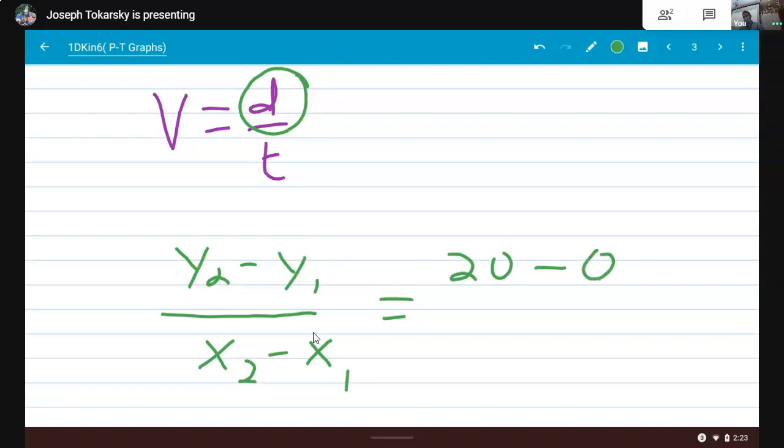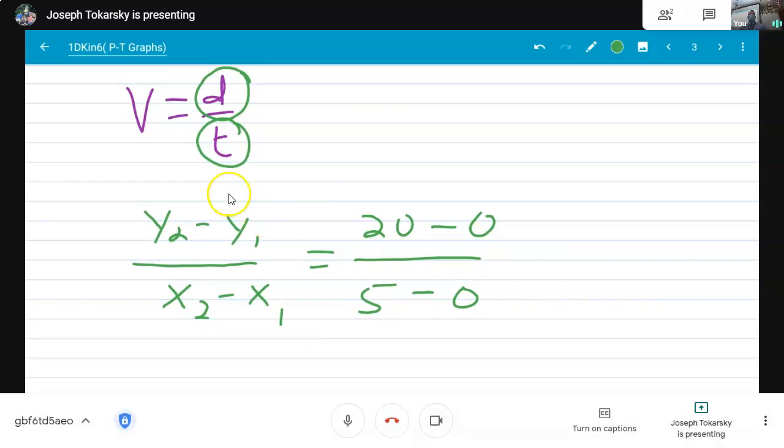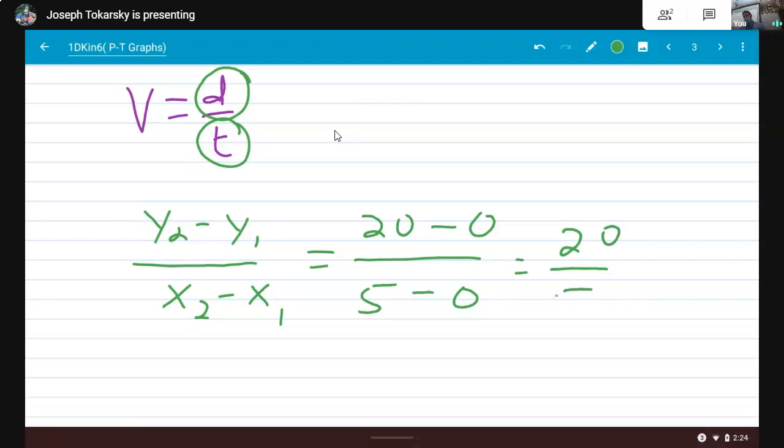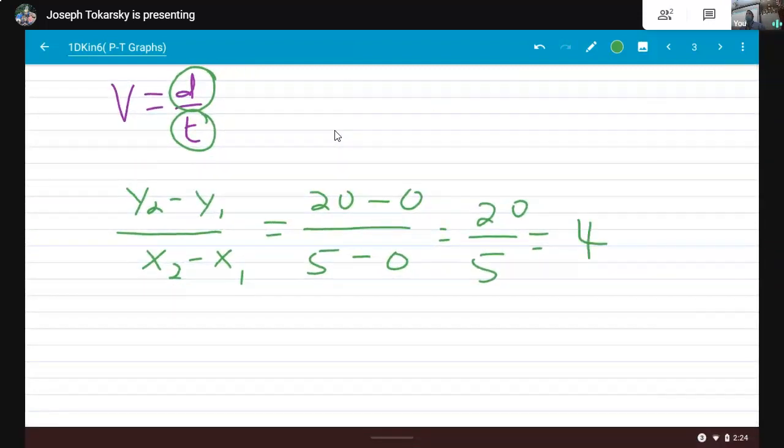y1 was 0. And on the bottom, the x's are actually times, right? That's what's on the bottom of that equation. 5 minus 0. So doing the slope formula is actually really using v equals d over t. Just more specific. This is the slope formula for this kind of graph, and that's simply 20 over 5, and that's obviously how much? 4. And this represents a velocity. Since my position was in meters and my time was in seconds, this is 4 meters per second. Make sense? So there's the work.